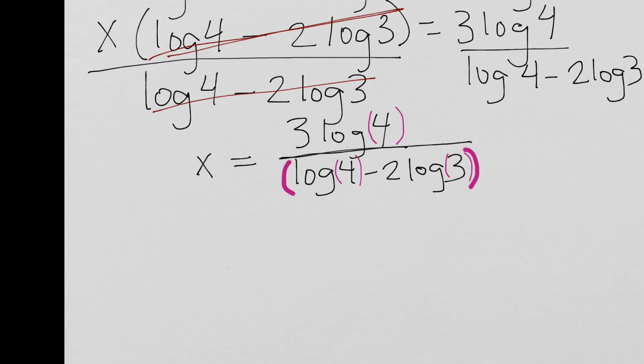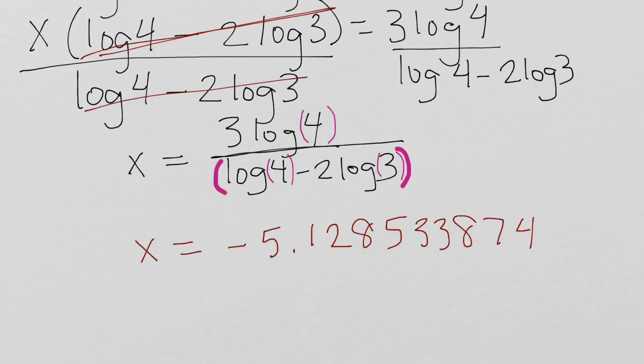It's the same idea if your numerator was a binomial, which means it has two terms. In the denominator, here's a term and here's a term, so that makes it a binomial. If the numerator had two terms, then you would also have to put parentheses around it when you type it into your calculator. So after typing it in the calculator, your answer should be x equals negative 5.128533874. And you would round based on what the directions tell you to round to.